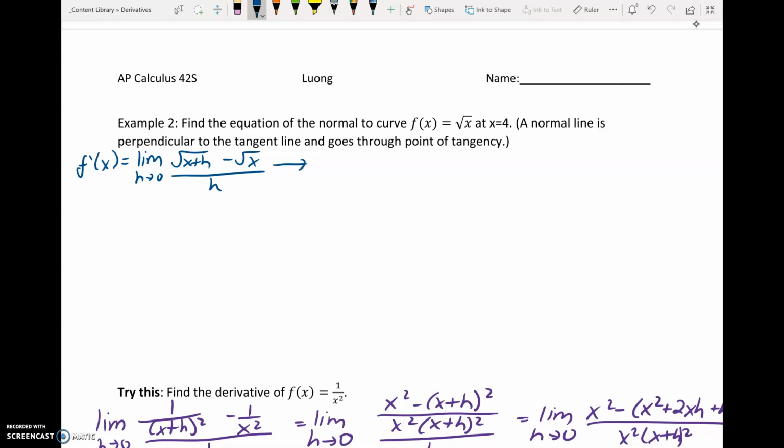Now, before I continue on, let's plug in the 4 so we can eliminate one of our variables. So really we're finding f prime of 4, which is going to be our actual slope at 4. So this will now be 4 plus h minus the root of 4, which is 2. And then now we're going to use our big bag of tricks that we learned in the last unit. We're going to multiply top and bottom by the conjugate.